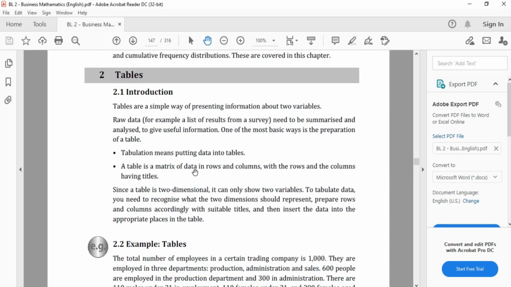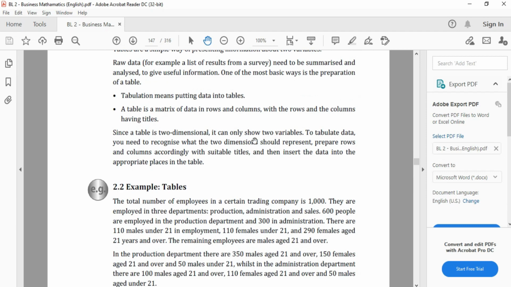It's a matrix of data in rows and columns with the rows and the columns having titles. So it can only show two variables. To tabulate data, you need to recognize what the two dimensions or variables should represent and prepare the rows and columns accordingly with suitable titles.